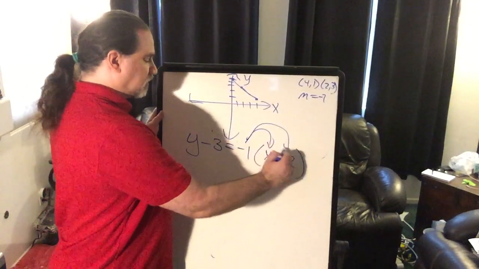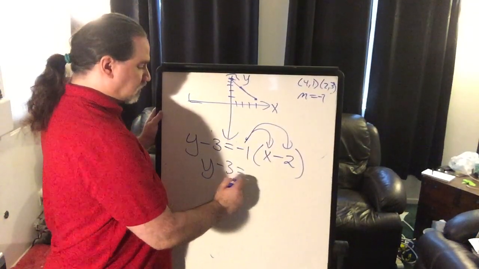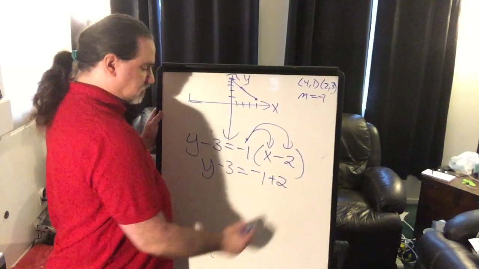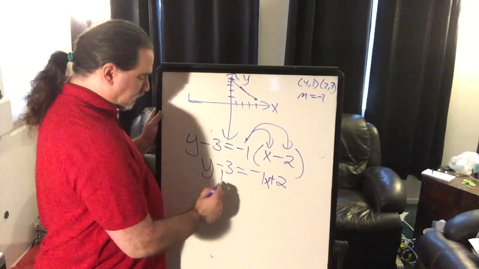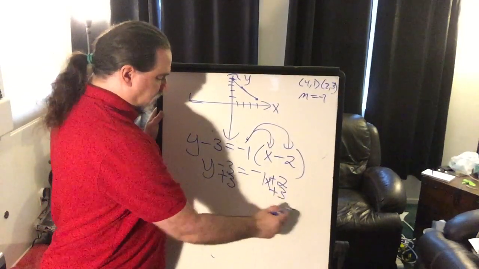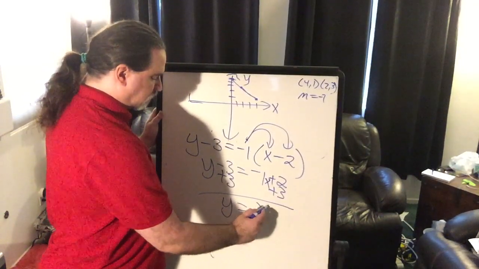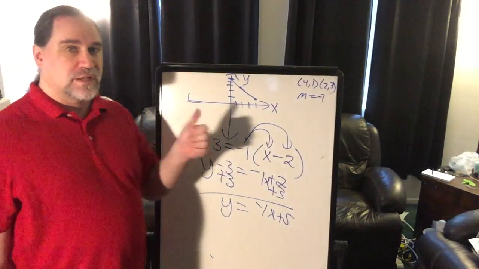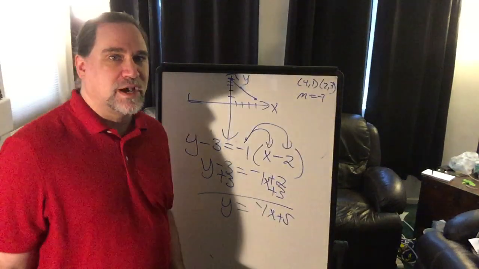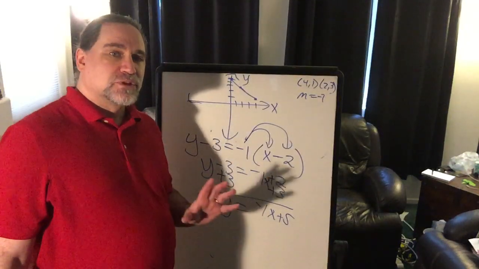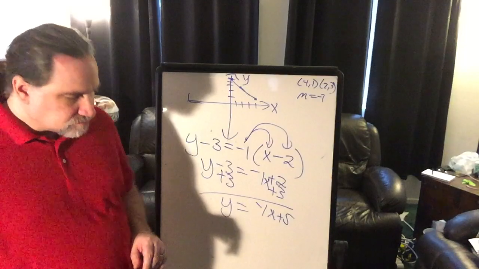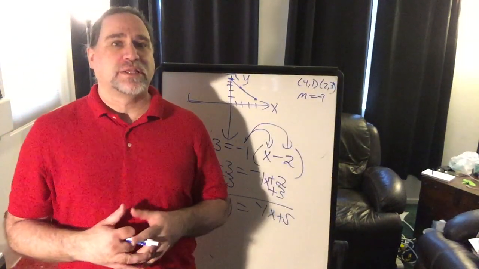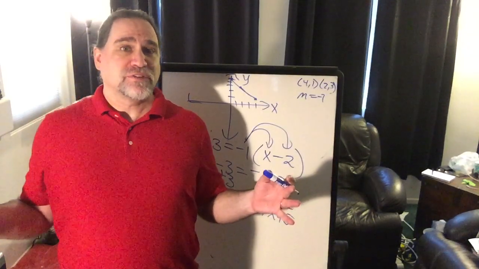Do the distributive property. So y minus 3 equals -1 times -2 is +2. And then I'm going to add 3 to both sides, and look what happens. y equals -1x plus 5. And we knew that. -1 slope, y-intercept of 5. Okay? So point slope form is a great form to get a quick linear equation with, because you can use either of the 2 points.